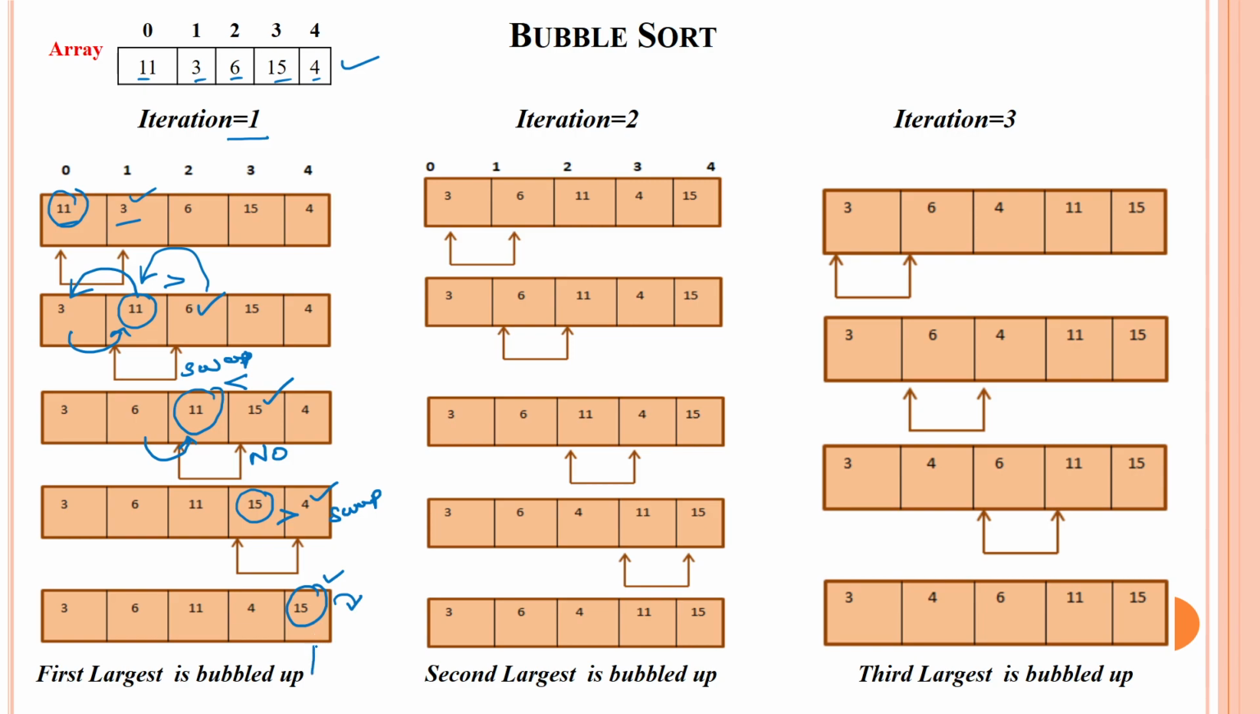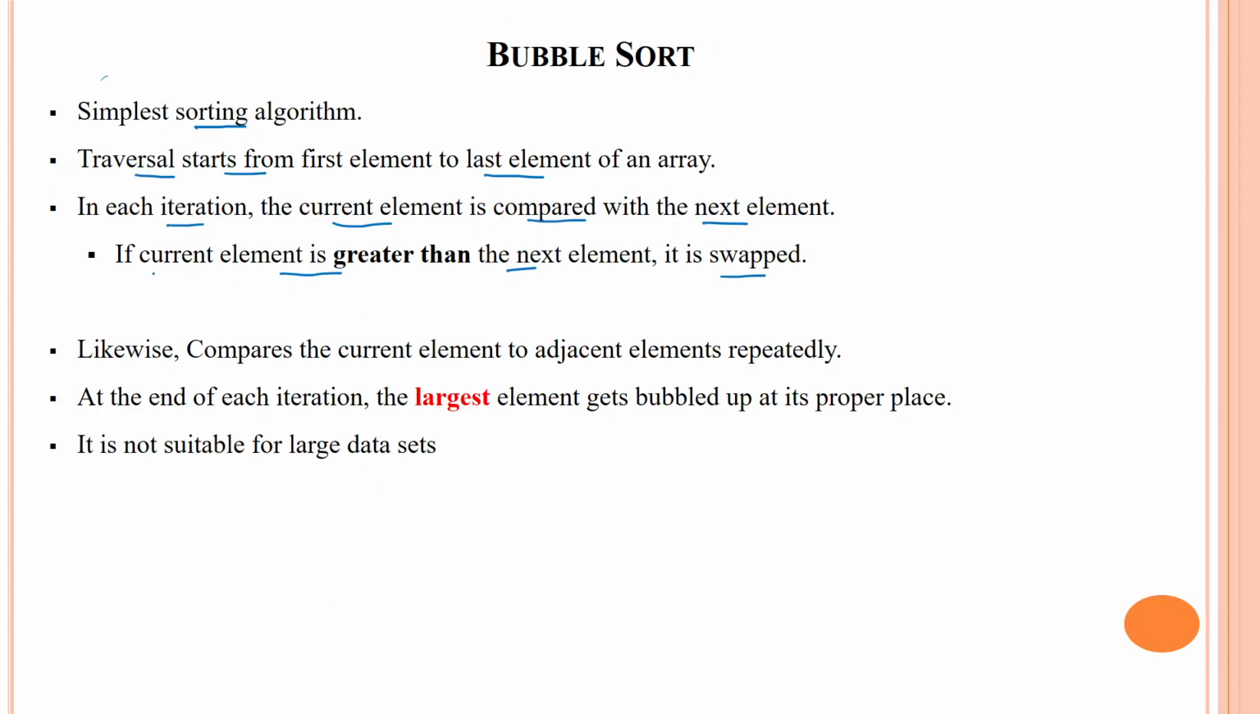So at the end of the iteration, the largest element is placed in its right position. You look at that, after the 15 there is no element, so 15 is the largest element in the given array, which is placed in the right position. So when we are comparing the elements, at the end of each iteration, the largest element is placed in its proper place. That means, what is the meaning in bubble sort here? The largest element is bubbled up at each iteration.